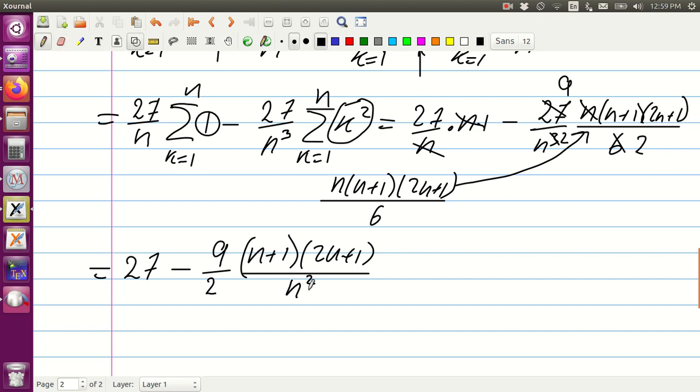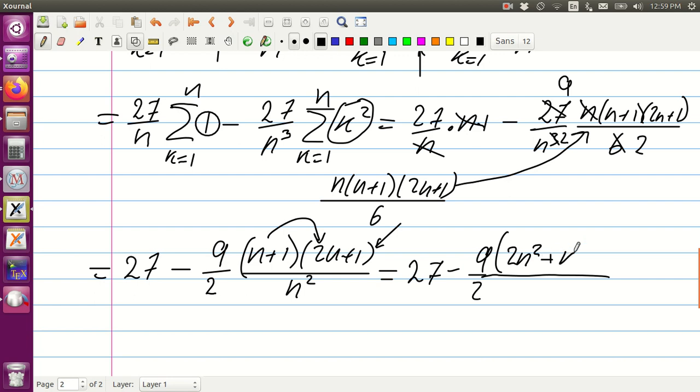All right. So the only thing left is to simplify this numerator, and we will be ready for the limit. So we have 27 minus 9 over 2. So we FOIL it out. So we have parentheses, we have 2n squared plus n plus 2n plus 1. So we FOIL this expression, we still have n squared on the bottom.